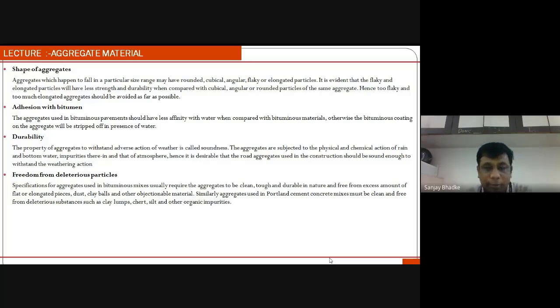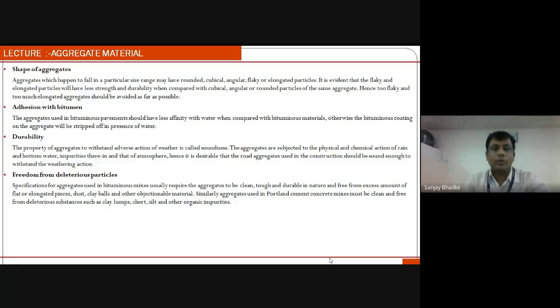Next is durability. We know that it is a very important thing. We should know the durability of the aggregates or any other material, and that material or aggregate should not be affected by the various atmospheric properties. So to know the properties of the material in various conditions, durability plays a very important role. The aggregates are subjected to the physical and chemical action of rainwater, bottom water, and impurities in the atmosphere. Hence, it is desirable that the road aggregate used in the construction should be sound enough to withstand the wearing action. So if you want a sound material, we should check the durability of the material.